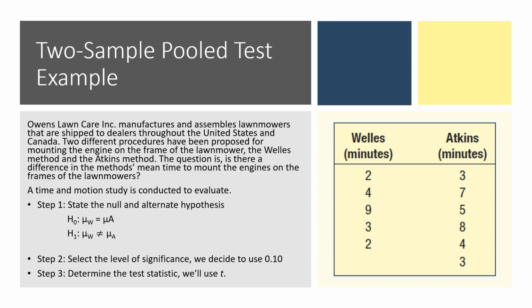So here we have the results of a sample of 5 employees' time using the Wells method, and we have 6 that are timed using the Atkins method. And so the first thing we do is we state the null hypothesis, where the population mean of the Wells is equal to the population mean of the Atkins. And then my alternate hypothesis is that they're not equal.